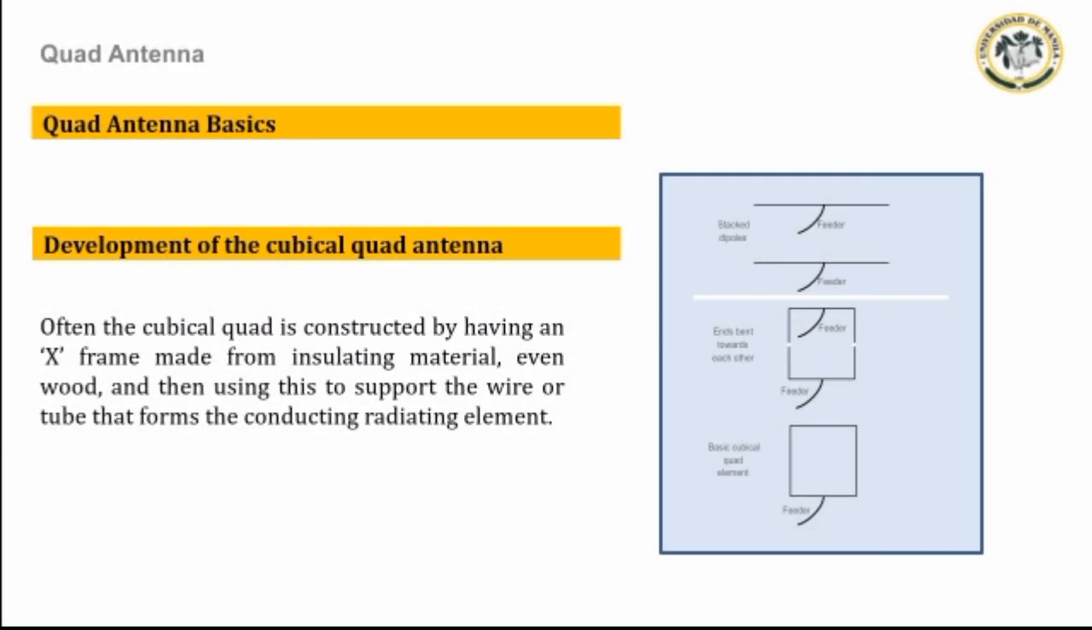Development of the cubical quad antennas. The cubical quad is constructed by having an X frame made from insulating material, even wood, and then using this to support the wire or tube that forms the conducting radiating element. In some instances, where antennas are small enough and the tubing is sufficiently robust, it is possible to rely on the strength of the tubing alone for the mechanical strength. This is normally only achieved at VHF or better still UHF.